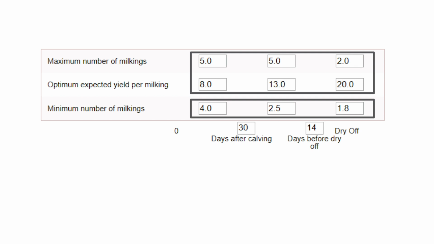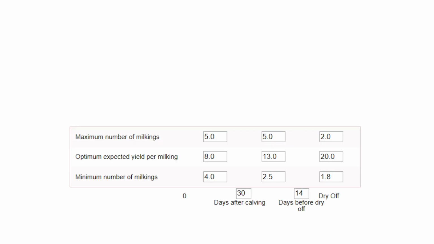The optimum expected milk yield per milking: you take how much they're expected to milk that day and you divide it by that number. And that is how you get how many milkings they have access to per day. And then the minimum and maximum are the absolutes. So if someone is a fresh cow, they have access if they're expected to milk 8 kilos at that milking, or 13 at that milking for the rest of the herd. The best way to understand this is through some examples and some calculations.